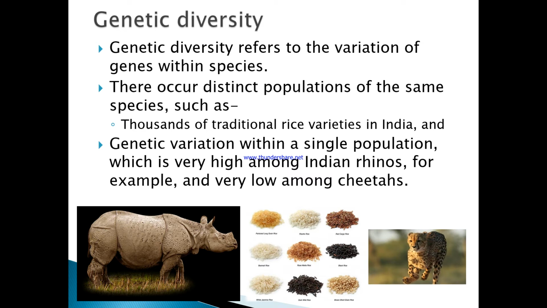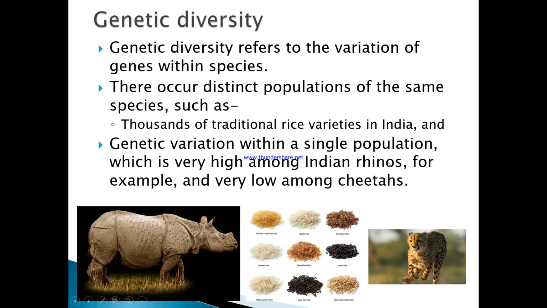Now, as we have discussed earlier in our slide, biodiversity is divided into so many kinds. One of them is genetic diversity. What do you mean by genetic diversity? It refers to the variation of genes within species. There occur distinct populations of the same species, such as thousands of traditional rice varieties in India. See, rice is only one species, but it has so many varieties. You can make out from here. The common item is rice, but its varieties are so many.